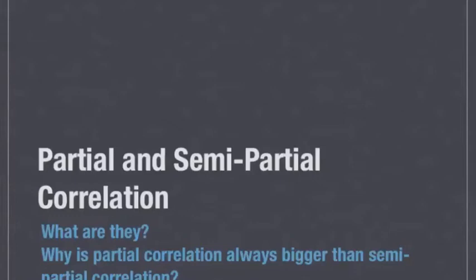This TAC is about partial and semi-partial correlation. Specifically, what are they? And why is partial correlation always bigger than semi-partial correlation?